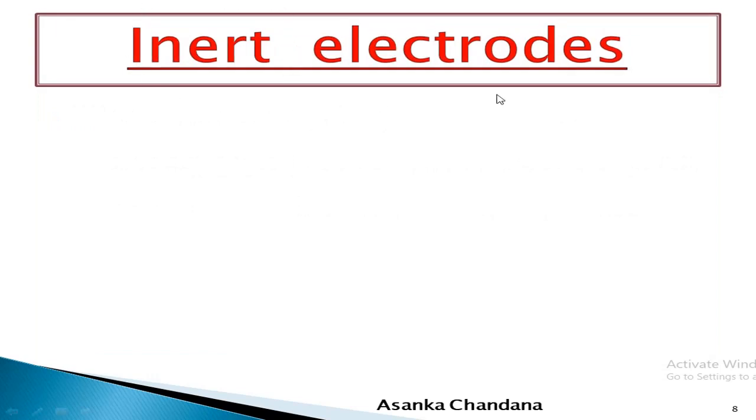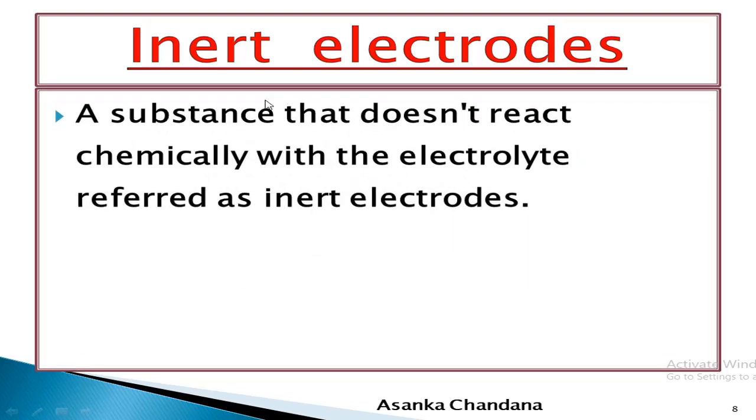What are inert electrodes? An inert electrode is a substance that doesn't react chemically with the electrolyte. Electrolyte means a liquid or solution which conducts electricity. If some substances do not react chemically with the electrolytes, such substances are known as inert electrodes.